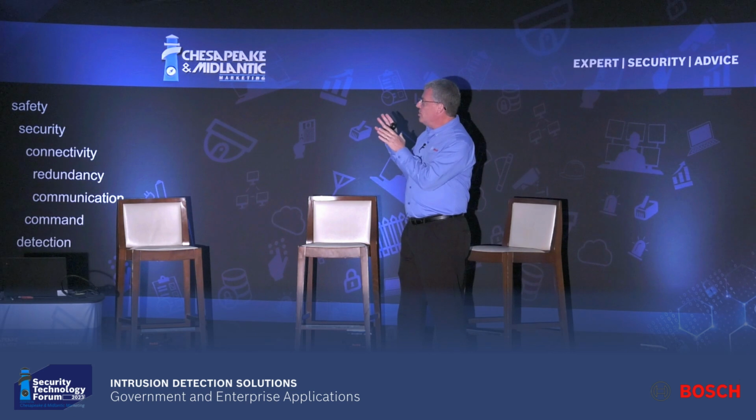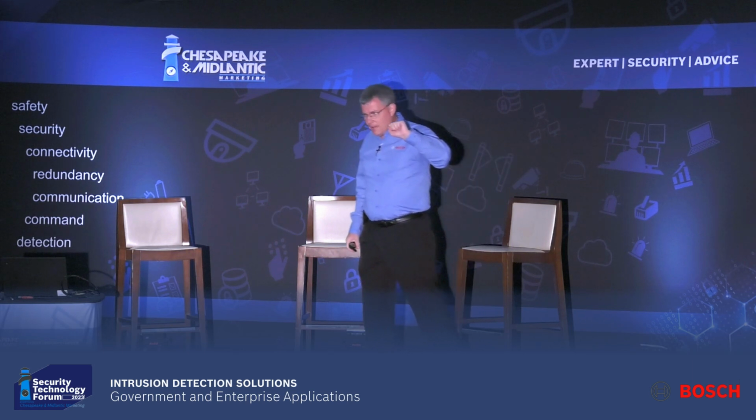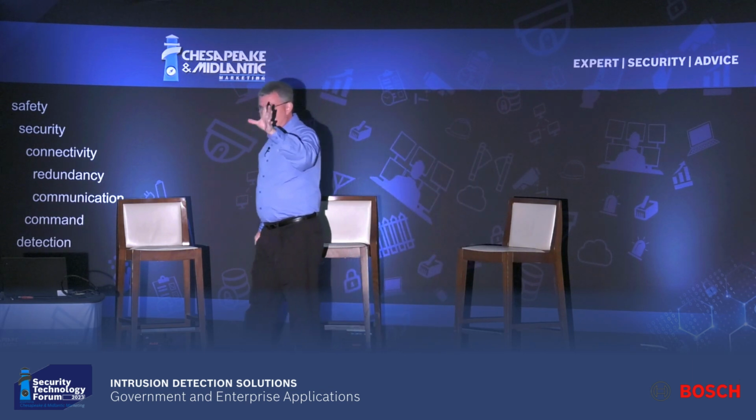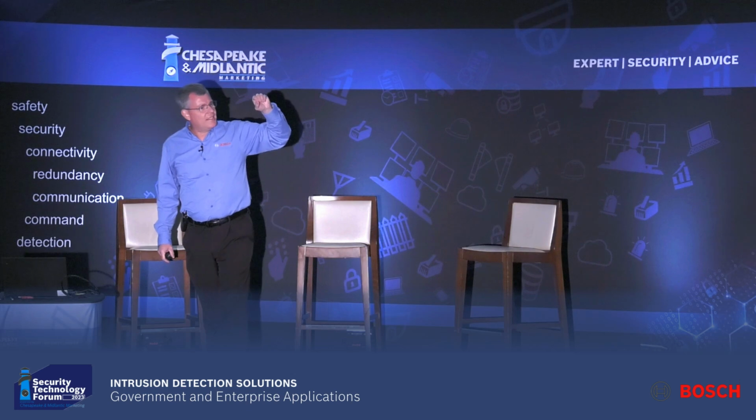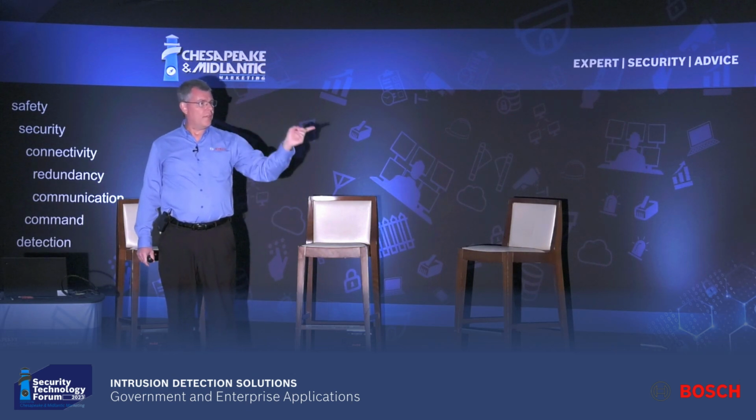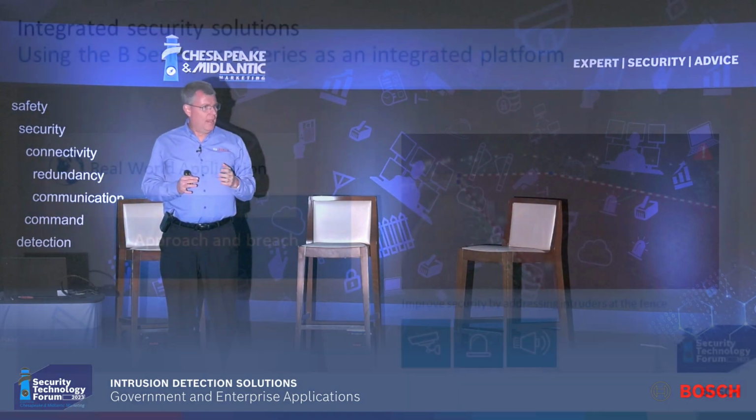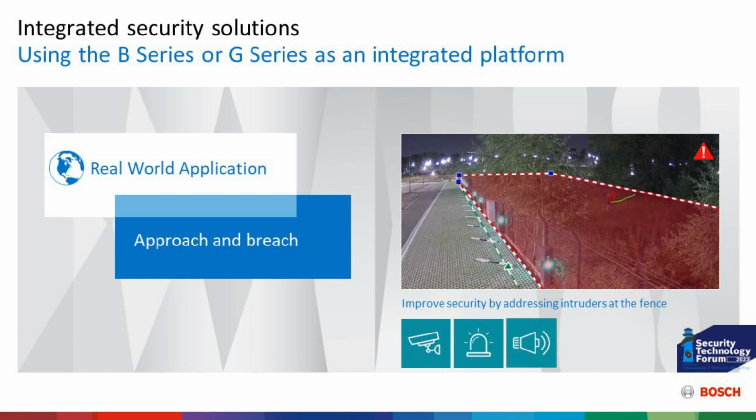The other thing we can do is, it's kind of neat. I don't know if anybody caught on the other slide, our cameras can actually process up to 16 analytics, but they can send 8 analytics to the panel, which means one camera can do more than one thing. And in this case, the camera's looking down a fence line. And I like to call this application approach and breach. Why do you have a fence? Why do you put a fence up? To keep people out. You have a fence to keep the bad people out.